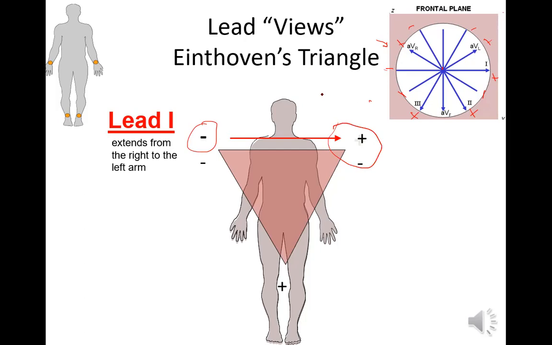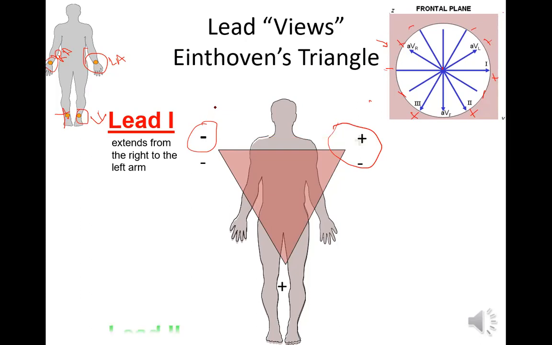So where is the positive electrode? It can only be these 3. The left arm. That's correct. Lead 1 is left arm and left foot or left leg, so we don't use this one. That's green for ground. It's a ground. Here's the negative electrode for lead 1.